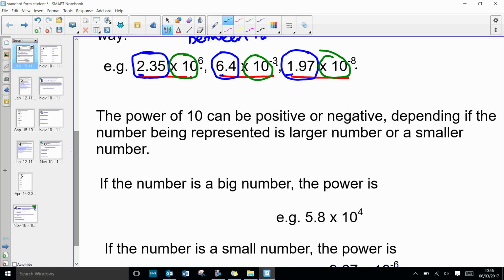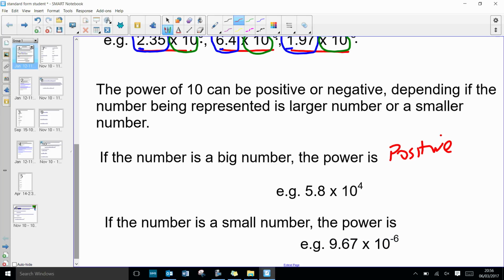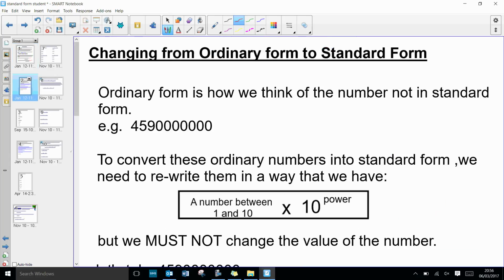If the number is a big number, then the power is going to be positive. So 5.8 multiplied by 10 to the 4 is a bigger number. If the number is a small number, the power is going to be negative. Okay, let's look at some more examples. So changing from ordinary form to standard form. So ordinary form is how we think of a number. So if you see ordinary form, it just means the number as we usually see it.